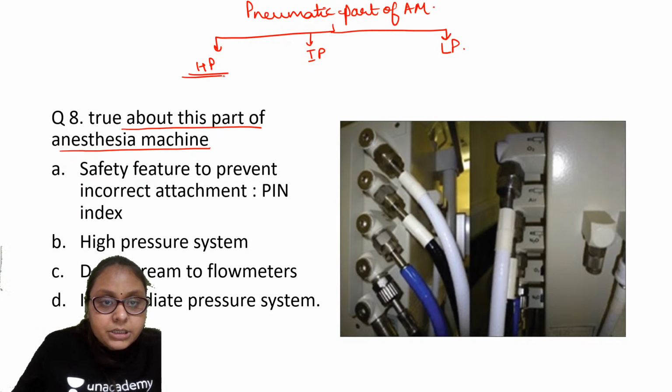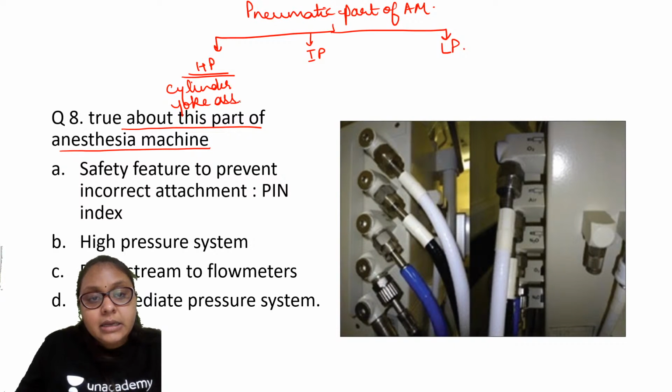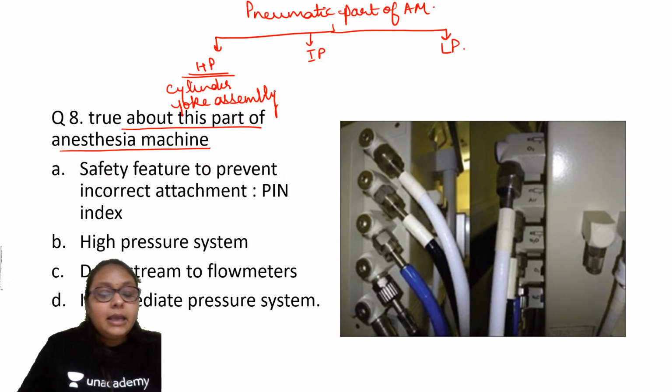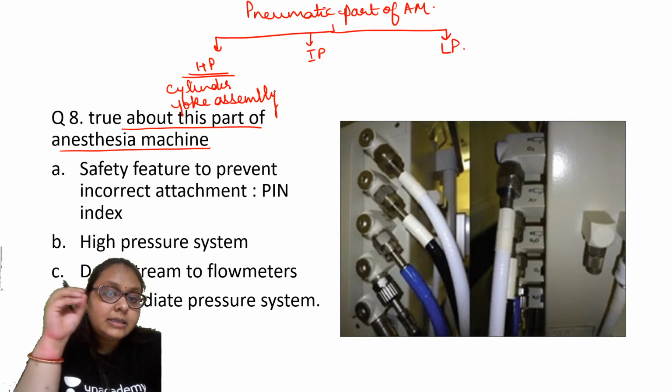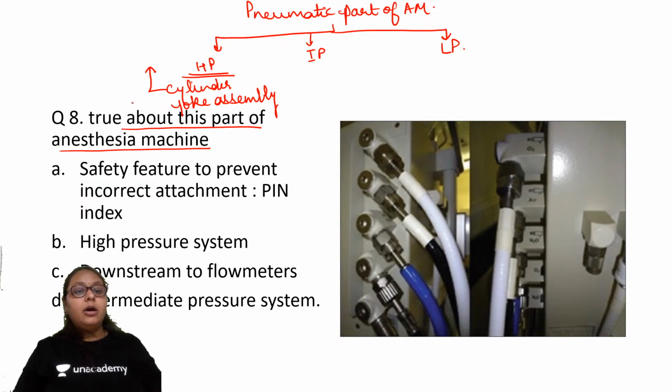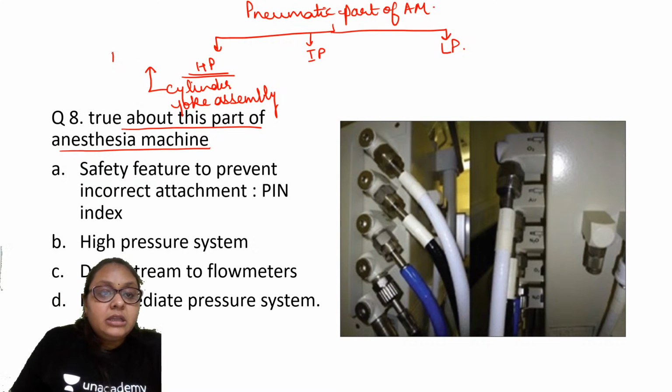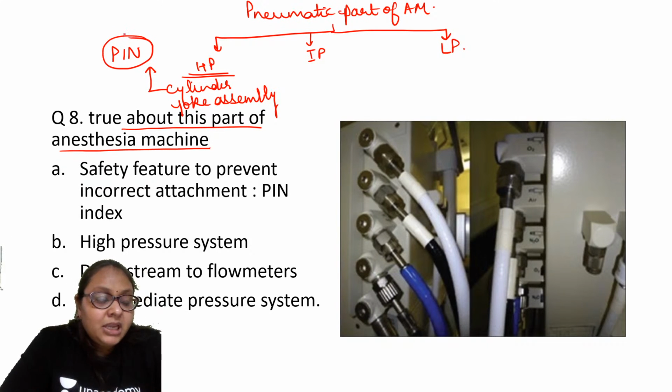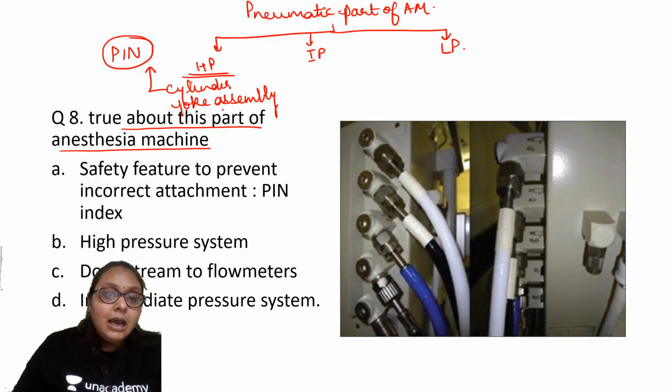In the high pressure system, these are the cylinders and the yoke assembly. The yoke assembly is the part of the anesthesia machine where the cylinders are attached. To prevent incorrect attachment of the cylinder with the anesthesia machine, the safety feature is the pin index. So that is high pressure.